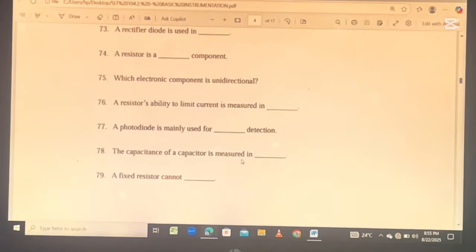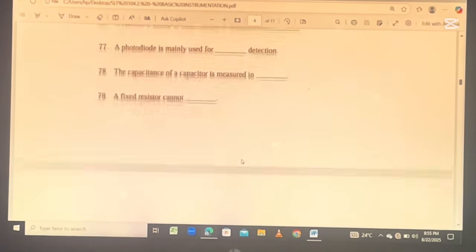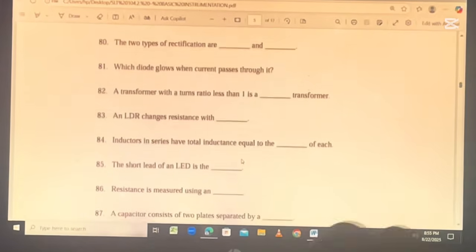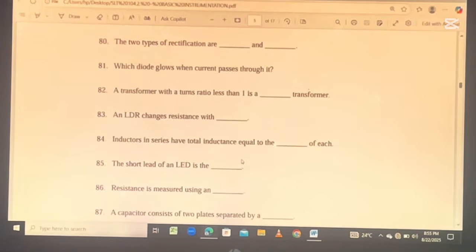Number 78, the capacitance of a capacitor is measured in farad. Don't forget that. Number 79, a fixed resistor cannot change. Number 80, the two types of rectification are half wave and full wave rectification. So they are called half wave and full wave rectification.